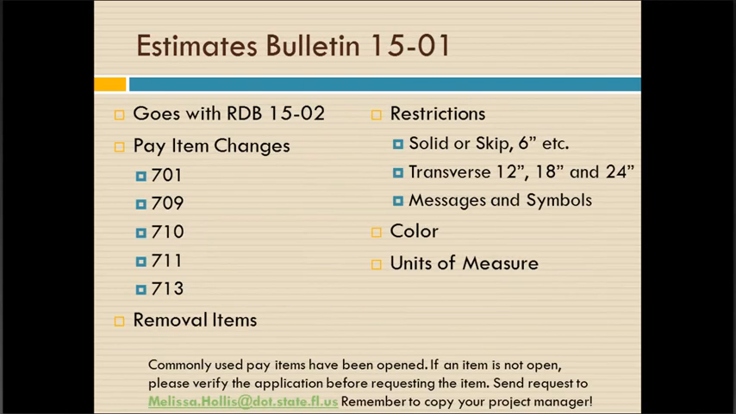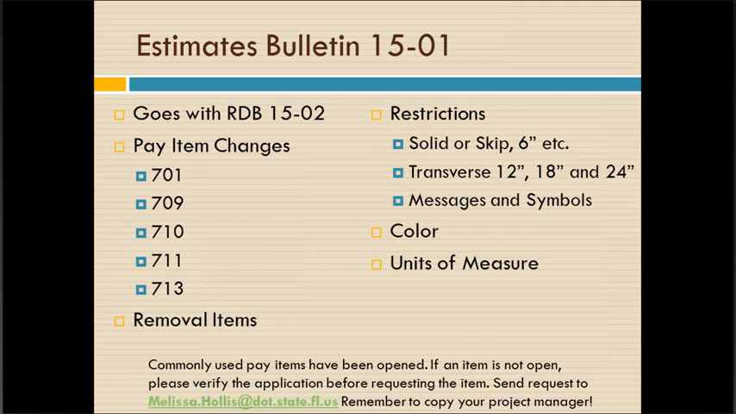Now, estimates bulletin 1501, Missy's going to go through. Okay. As I mentioned at the beginning, the estimates bulletin 1501 is the one that goes with the roadway design bulletin 1502 with the pavement marking selection.